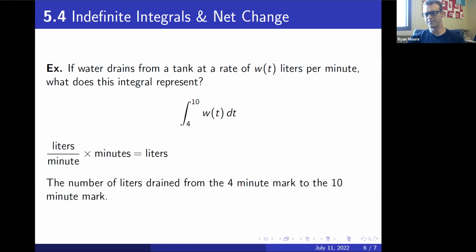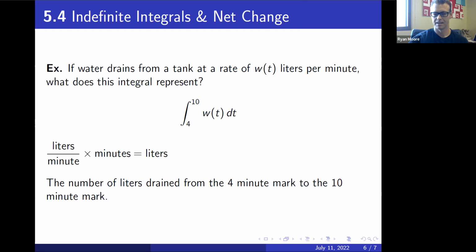We'd want to be more specific. Some people might say, could we say it's the number of liters drained out during those 6 minutes from 4 to 10? Yes, but we want to include the fact that it's from the 4-minute mark to the 10-minute mark. It could be that water drains faster at the beginning and then it slows down. We don't know. So we'd want to be real specific and say from the 4-minute mark to the 10-minute mark.